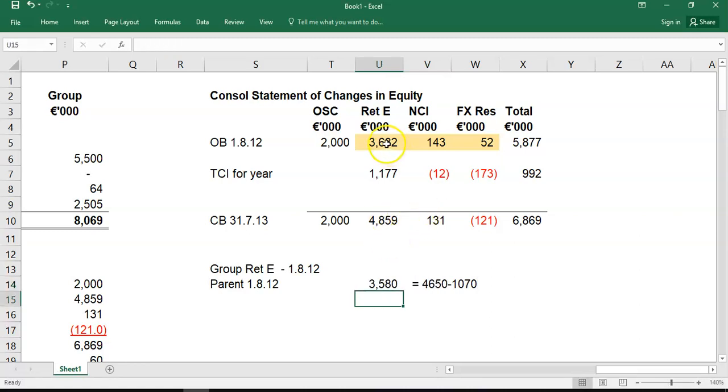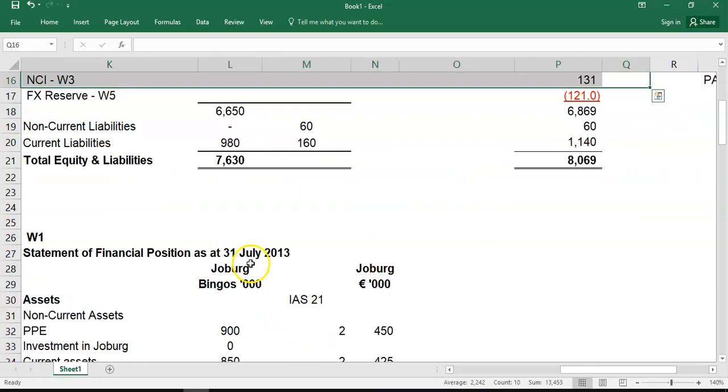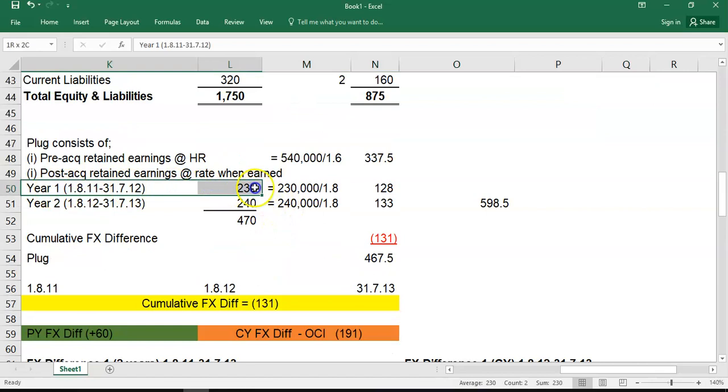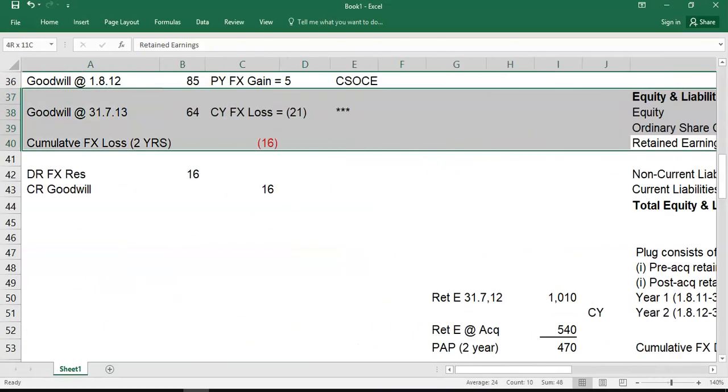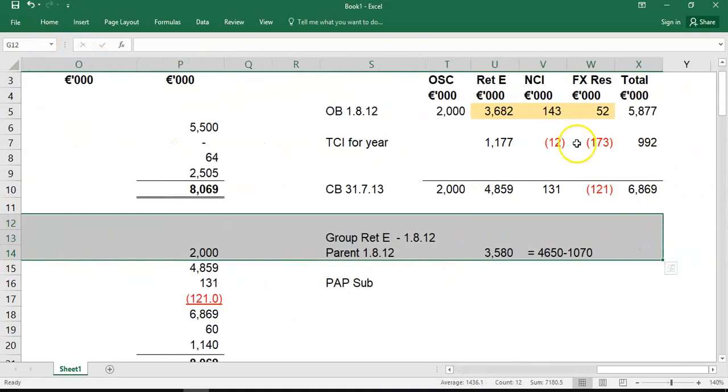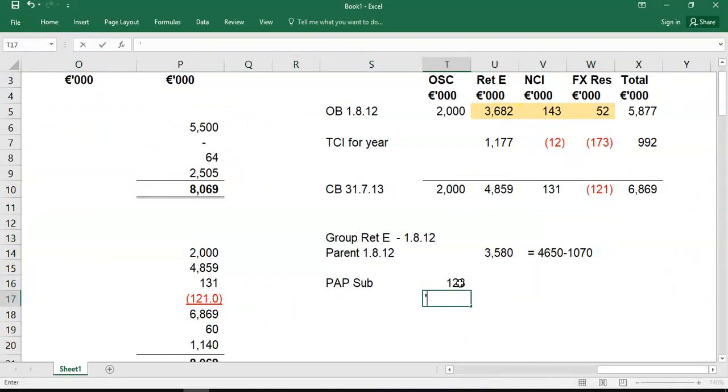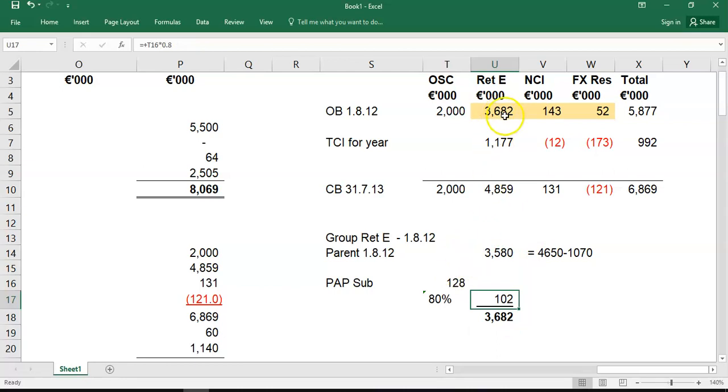3580. And the only other thing that would have been in group retained earnings at that date would have been post-acquisition profit for the sub. We know the post-acquisition profit for the first year, it's actually done before, it was 230. The year one post-acquisition profit, 230 in bingos or 128 in euros, this figure here. You see the way they all link together? So the 133 was in the P&L this year, when you see it up here. The 128 would have been in the opening balances here. So that would have been 128 and their share 80%. And if we add those together, that means we're correct that the opening balance would be on the group retained earnings, 3682. Prior year post-acquisition profits and the prior year retained earnings of the parent. So that's one of them proved.